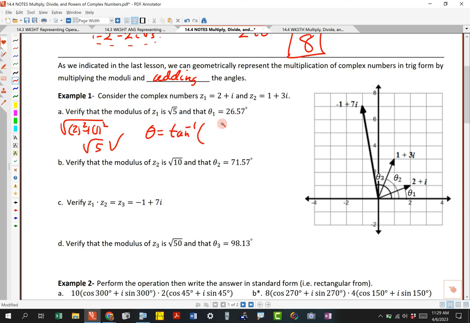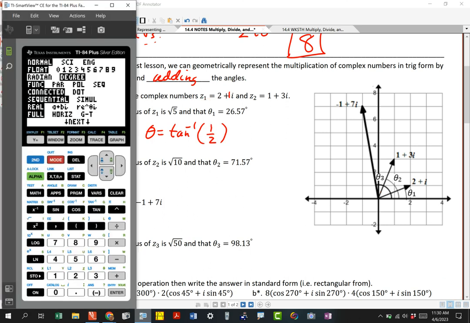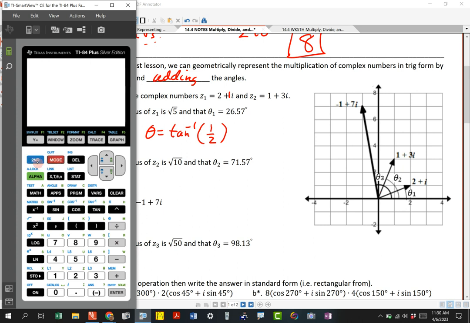Tangent inverse of B over A. B over A. So it's going to be the imaginary part over the real part. So this is going to be 1/2. So grab your calculator. We're going to make sure we're in degree mode. And we're going to do tangent inverse.